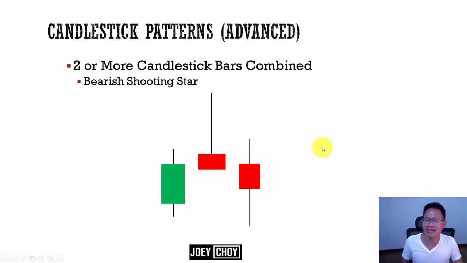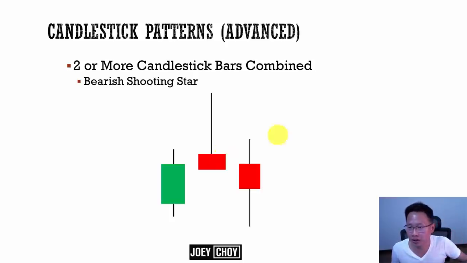What about this? We look at the shooting star. So what is a shooting star? A shooting star is this bar right here at the top and the center. You can see that this is where we have prices pushing up, and then we see a shooting star right at the top at this bar. So that is what we call a bearish shooting star.